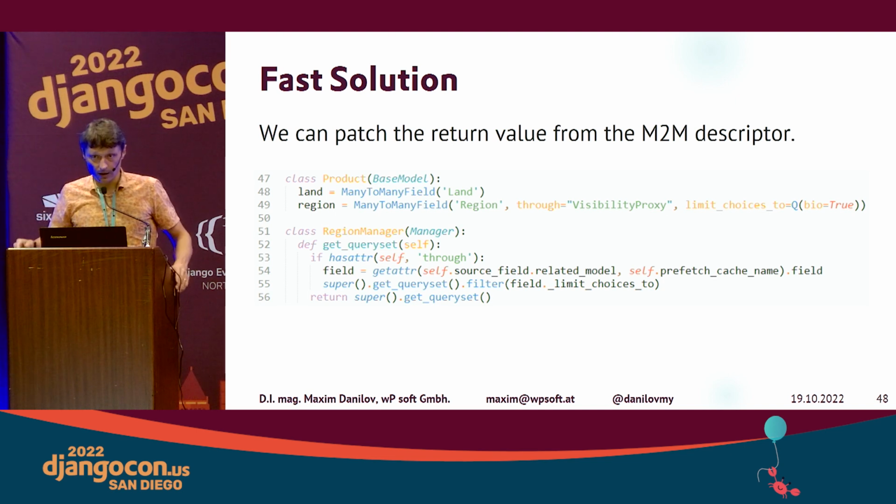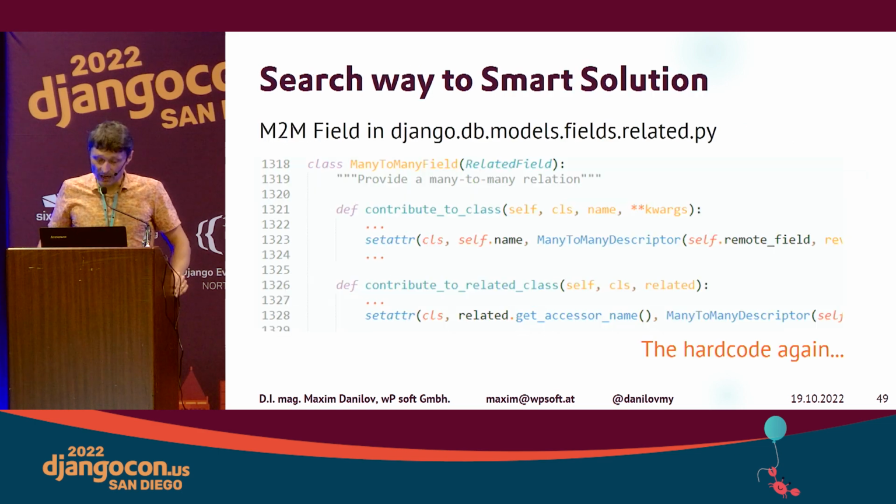And only on a many-to-many related manager without prefetched, I use filter with limit_choices_to. It's easy, it works. I like it more than the smart solution, which also exists. With the smart solution, we can also override the many-to-many descriptor. But we cannot do it. Why?